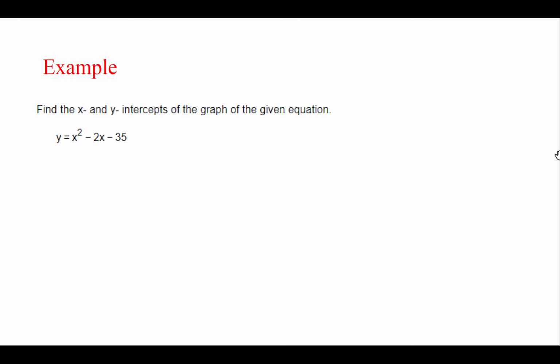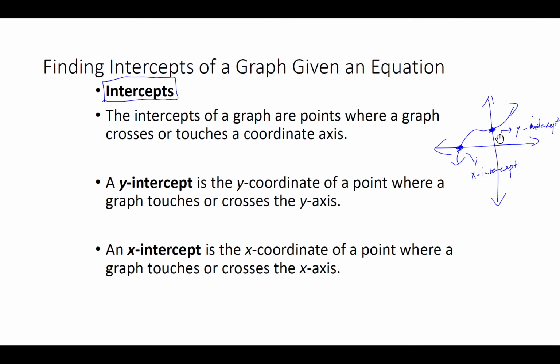So we need to find out the x and y-intercept of the given function. How do you do that? Look at this graph. Whenever the graph touches the y-axis, at that point the x value would be 0. So for the y-intercept, the x value would be 0 and you have to find the y value. For the x-intercept, the y value would be 0 and you need to find the x value.